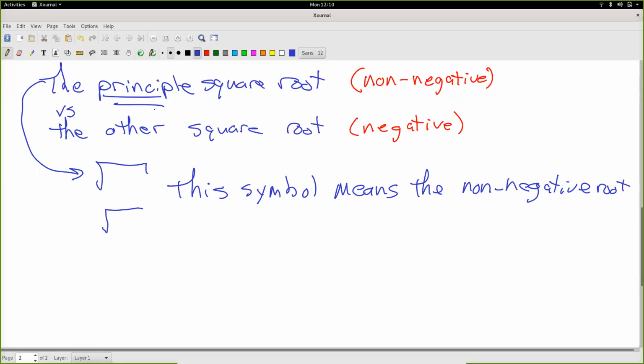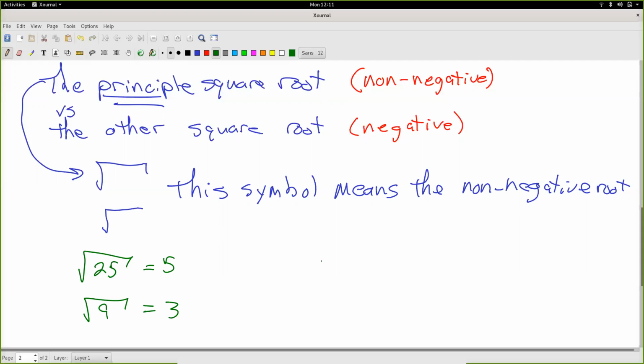So if I start with that symbol, for example, like I did earlier, say the square root of 25, the only answer to this is just 5. If I said, what's the square root of 9? The only answer is 3.